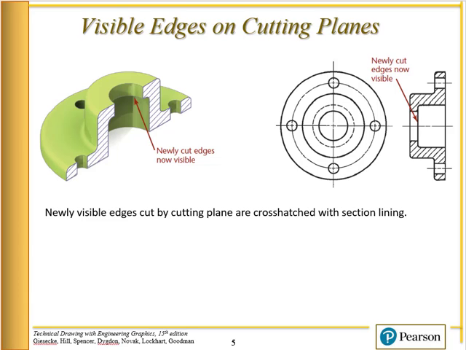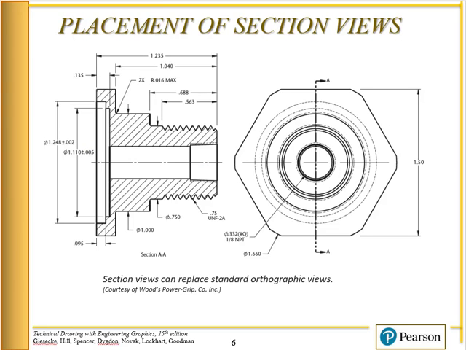Now where do we put section views? Well, in this particular case, let's say this could be a front view, for instance, and then this would be a right-hand view. So in this particular case, the section view can replace the standard orthographic view. That's a good idea for a cylindrical part just like this. We can replace that front view, which when you think about it would have all kinds of hidden lines and stuff in it, with the section view.